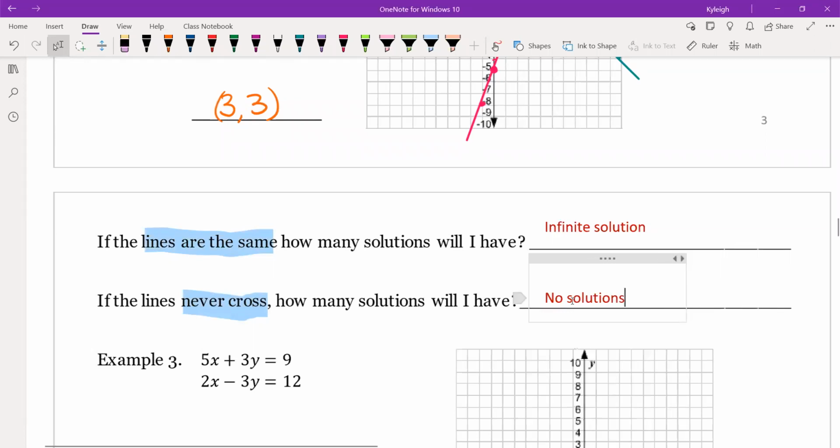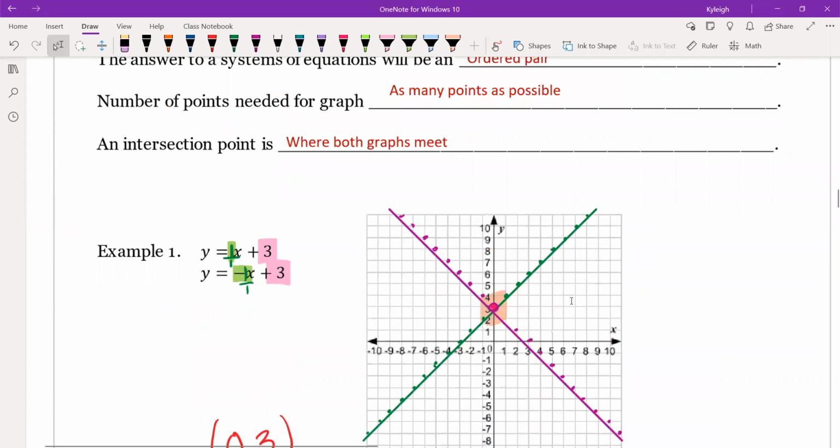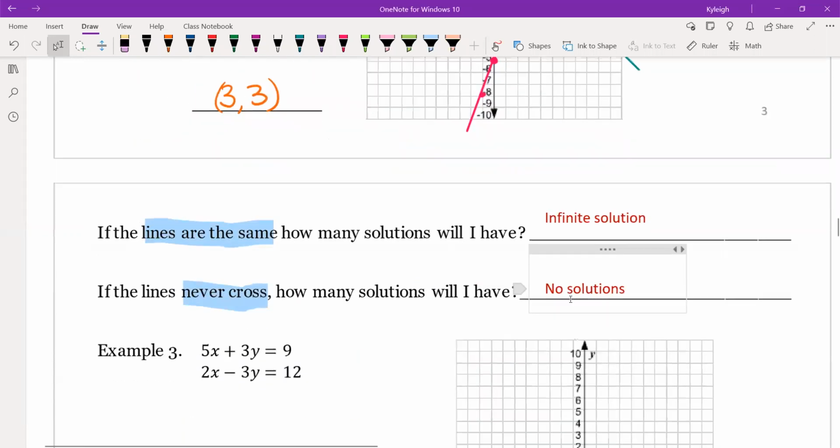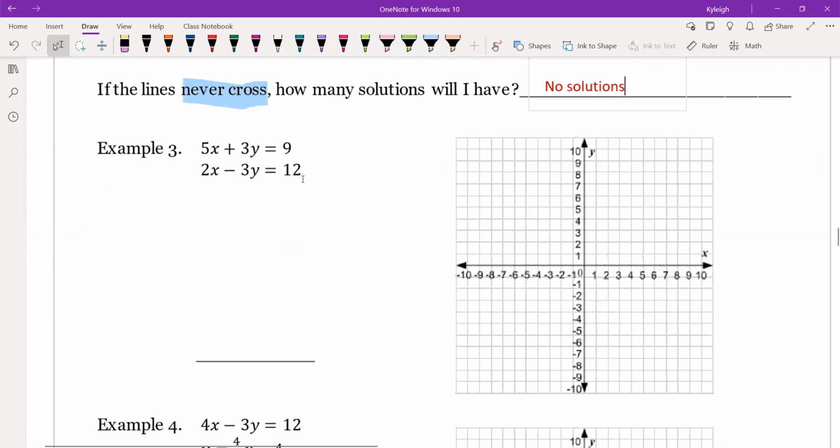Okay. So remember our first step was that we needed to get both equations in slope-intercept form. Looking at the back examples, they are not in slope-intercept form, so we have to solve them first and then graph them. So let's do that right now.